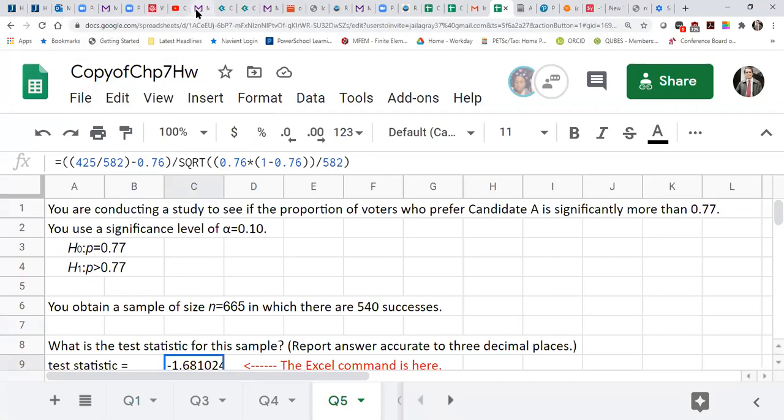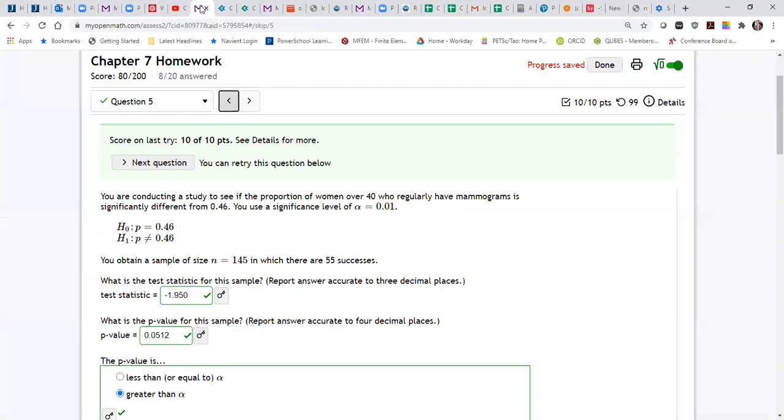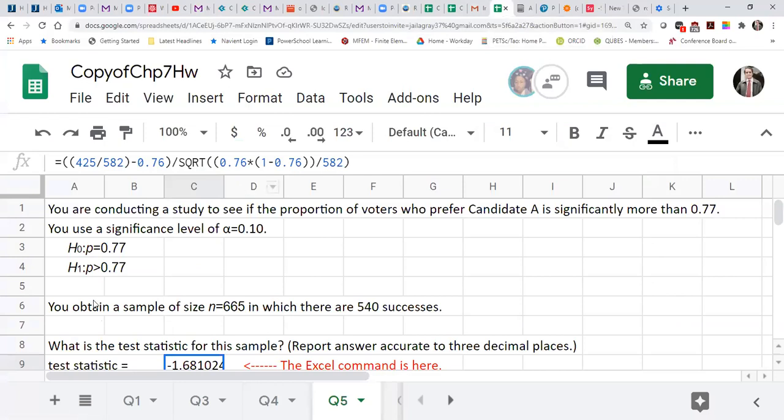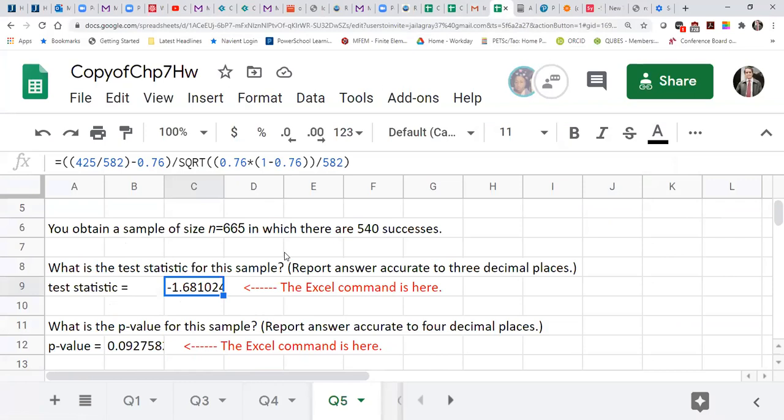Okay, let's go to this problem. For this problem, this is a two-tailed test. So I will show you a different way to answer this problem. For this one it's greater than. The way to find the test statistic is the same, right? So the only problem is how to find the p-value, right? The one that I show you here is for a two-tailed test.